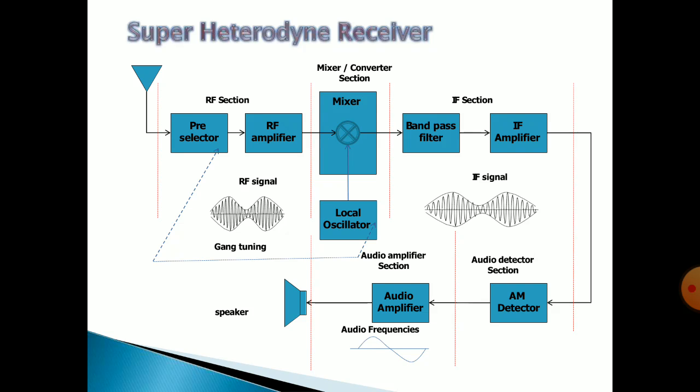Before the superheterodyne receiver, we were using the TRF, that is, the tuned radio frequency receiver. Using the tuned radio frequency receiver, we were not able to work at high radio frequencies. At a high radio frequency, the performance of the receiver is very poor. In order to overcome these drawbacks, we moved on to the superheterodyne receiver. At high frequency also the performance of the receiver is good. The performance is increased by using the heterodyning principle.